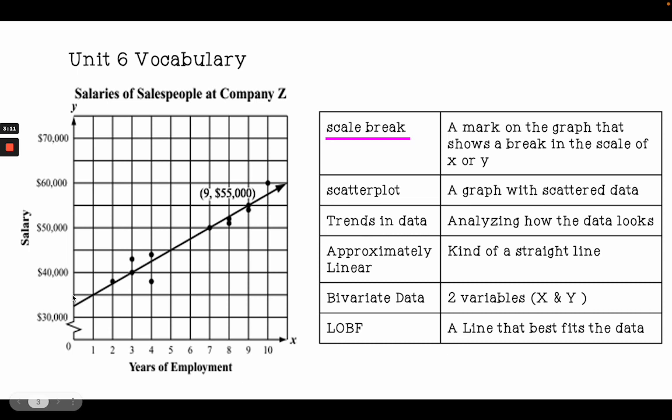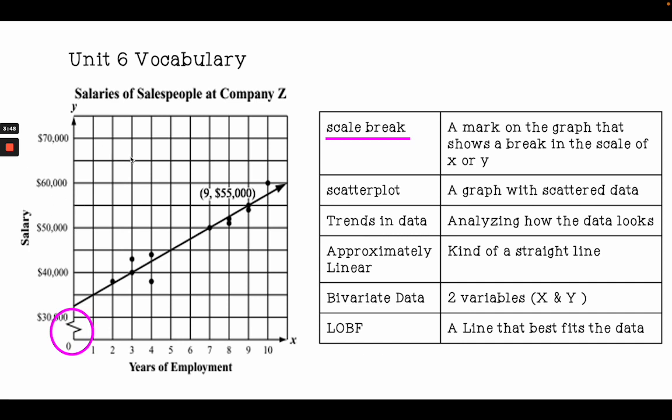So whenever we have a break between 0 and some number, and the increment or the scale is different from the others, we have to show that there is a scale break. Here we're increasing by 5,000 each time, and here it increases from 0 to 30,000. Between our x-axis or 0 and the first line that it hits, the increment is going to be different than all the other increments.